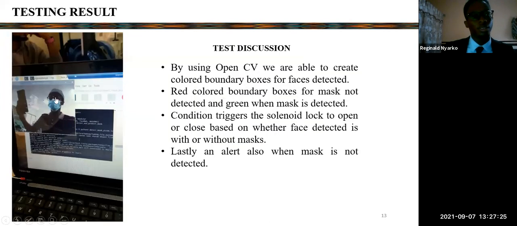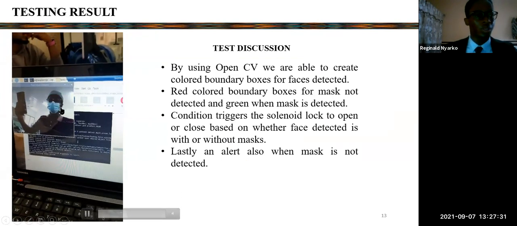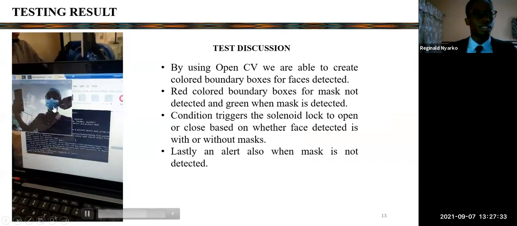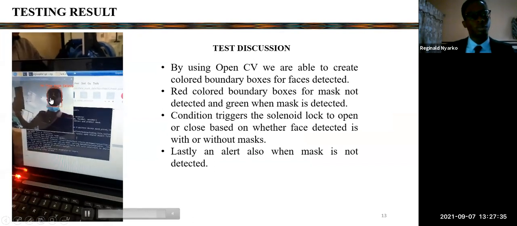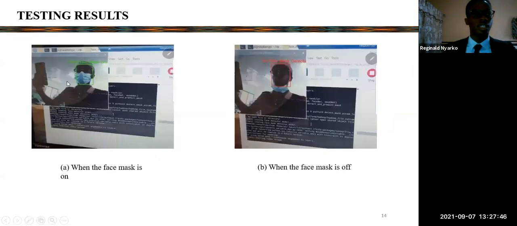So over here from the test results, you can see that since I was wearing a face mask, you can see a green boundary box saying face mask on, and when the face mask is off, you see face mask off. OpenCV is used for the displays over here and for getting the boundary boxes and everything. So on the left, you see an image of me with the face mask on, and on the right, you see me with the face mask off.